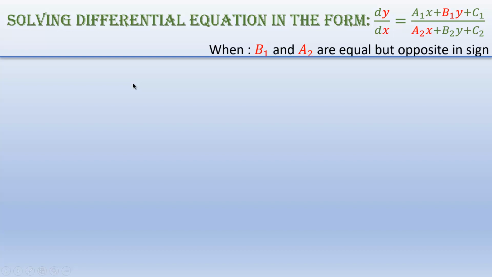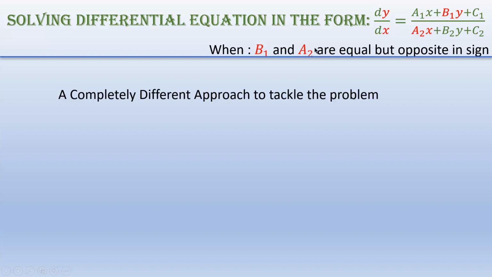Hello guys, in this tutorial we're going to learn how to solve the differential equation in this form where b1 and a2 are equal but opposite in sign. I'm not going to solve this differential equation using the common approaches that we studied in school or what is taught by our teachers. I'm going to use a completely different approach to tackle this problem, and it is not that hard. You can get the answer within a few seconds.